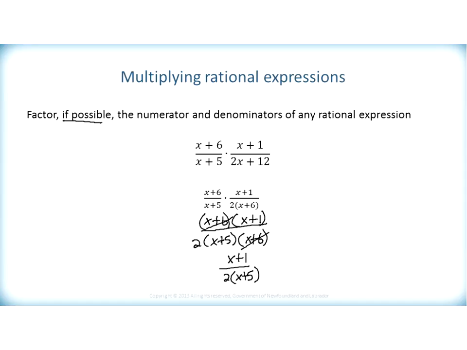Anything that has been in the denominator is a part of our NPVs. So we have x cannot equal negative 5 right here. And right here we have x cannot equal negative 6. So therefore, x cannot equal negative 5 and negative 6.